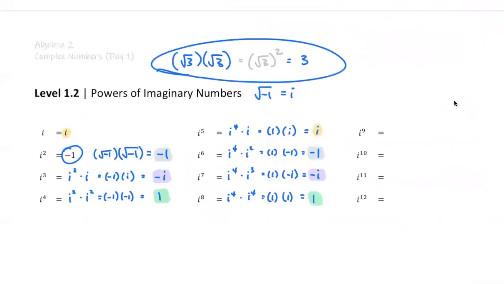Let's take a little guess. What would you guess? What is i to the ninth power? Would you like to offer a guess? What's i to the ninth power? If you guess i, you are correct.